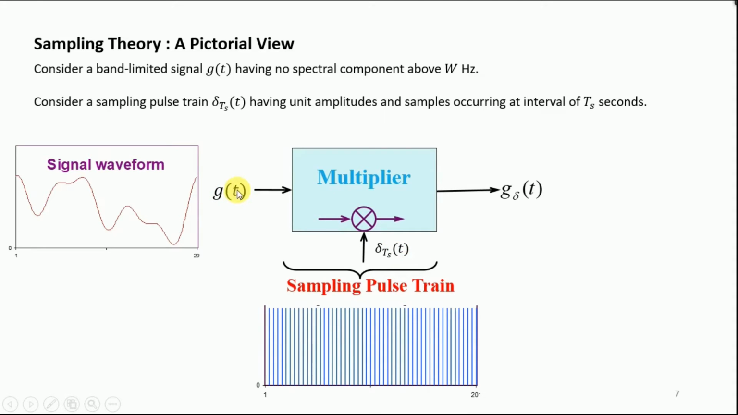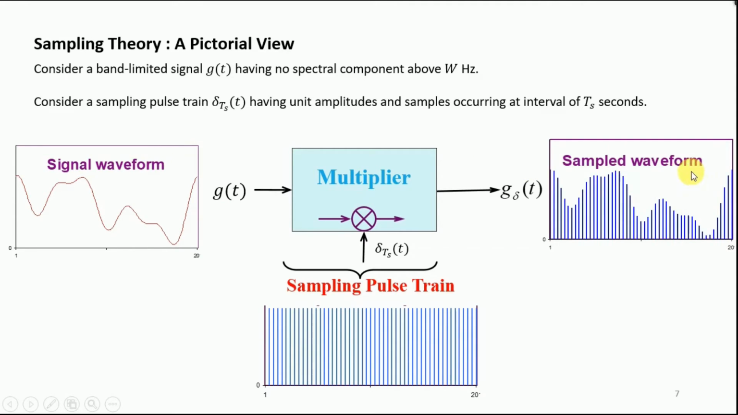Now when you multiply g of t, this signal, with the sampling pulse train, you have a sampled waveform, which is simply the multiplication of the signal waveform with a given sampling pulse train. That is, at this point it is going to pick a sample, similarly at the second point it is going to pick a sample, and so on. So you would have this sampling pulse train.